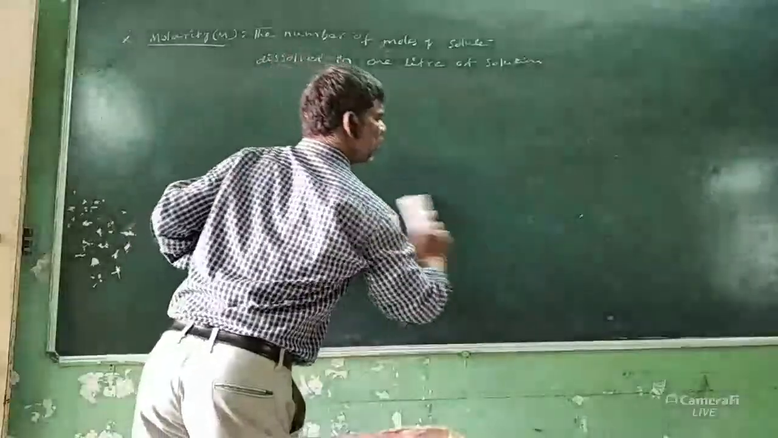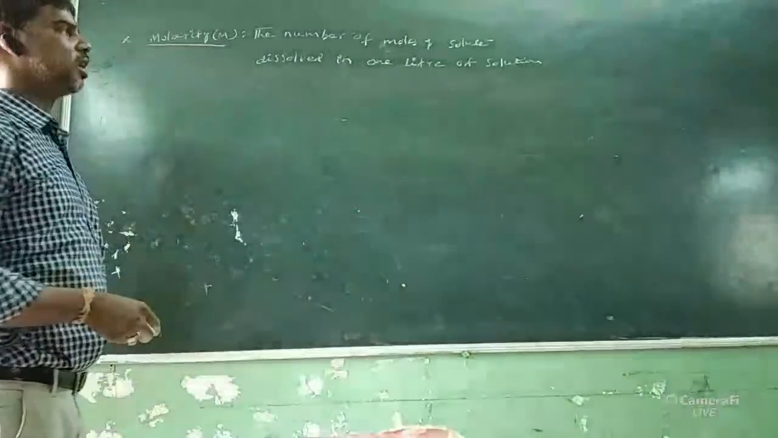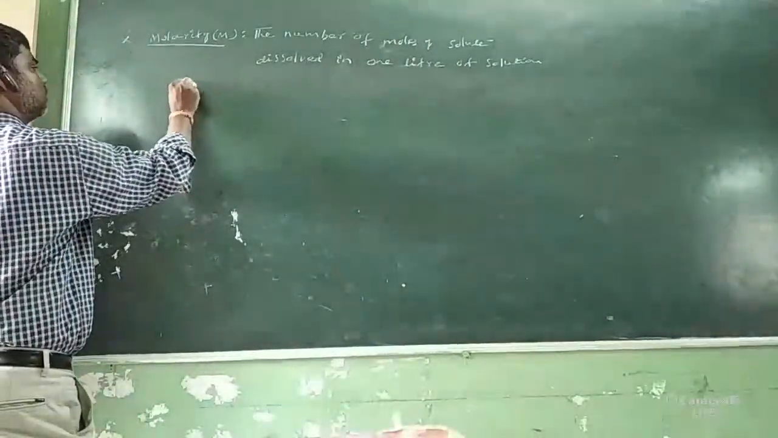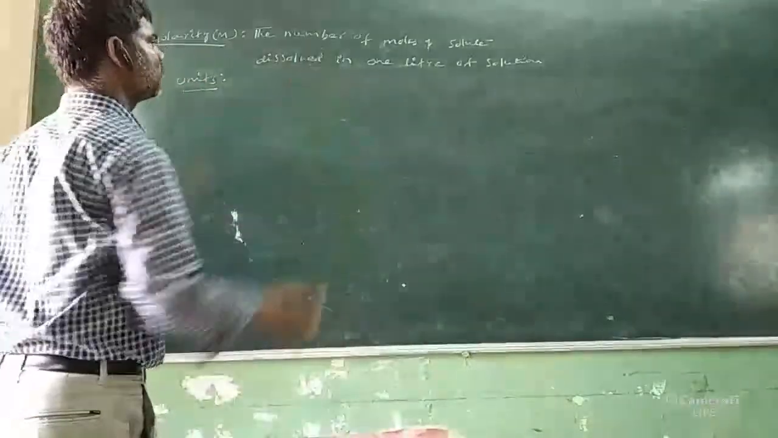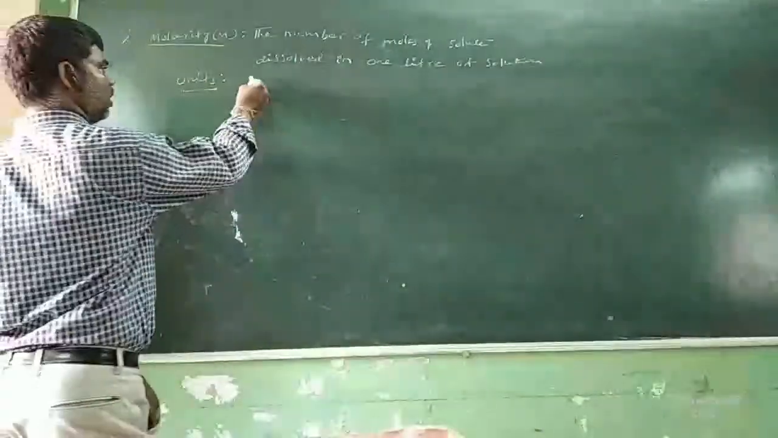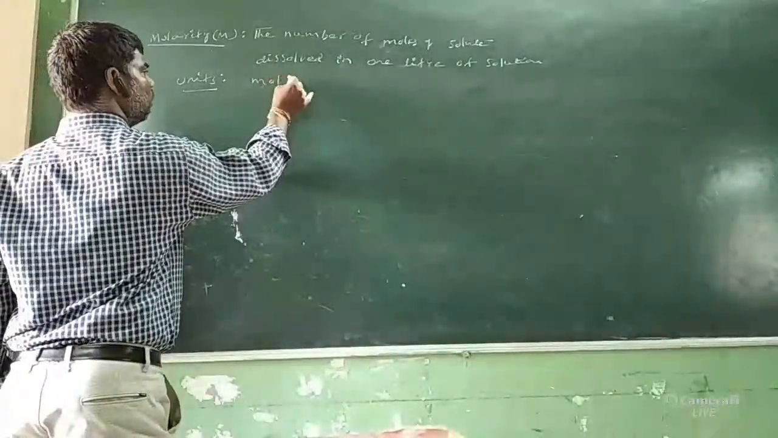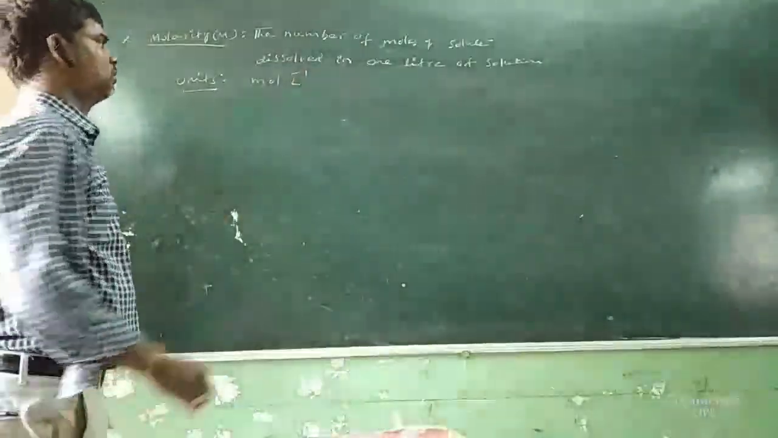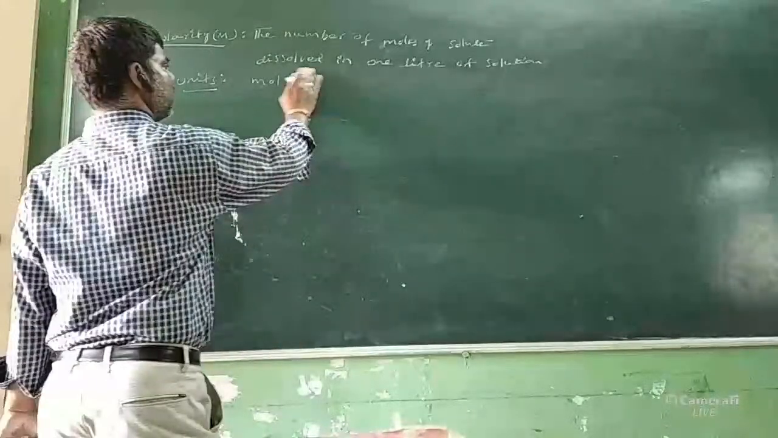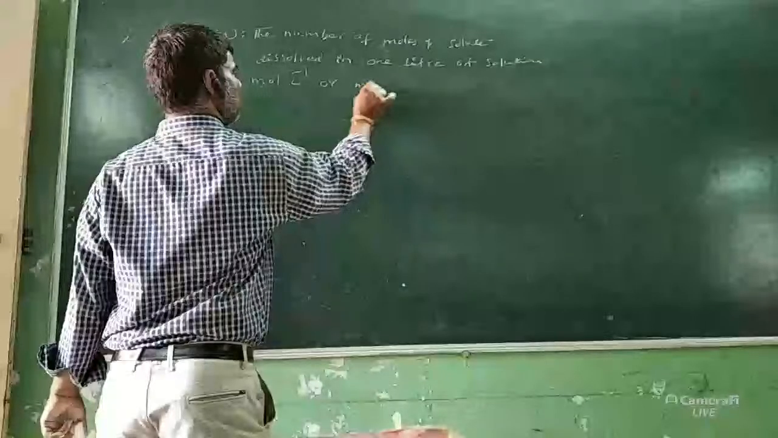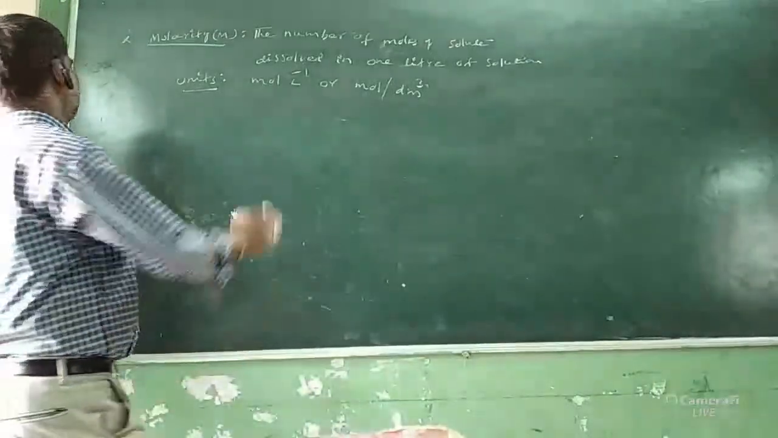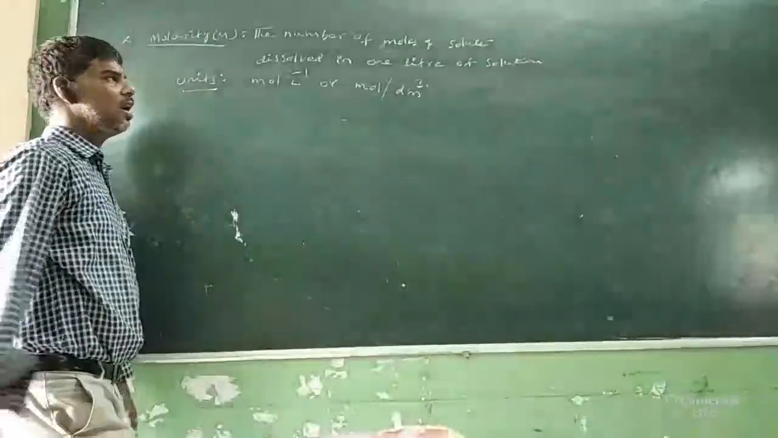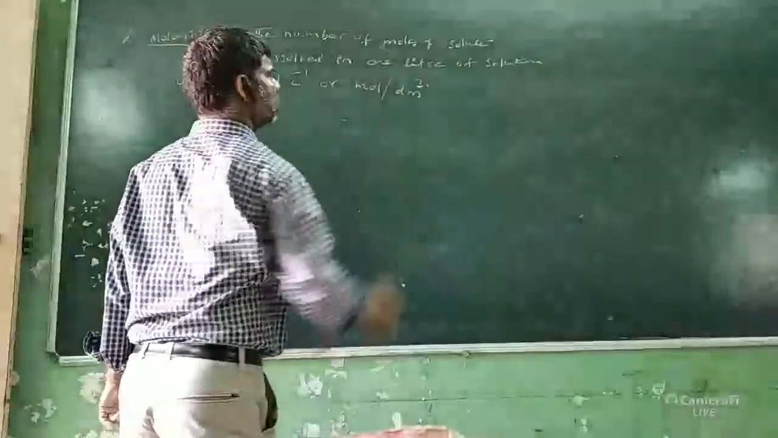And coming to it, what are the units of molarity? Molarity is the number of moles of solute dissolved in 1 liter of solution. So the unit is mole per liter, or mole per decimeter cube.